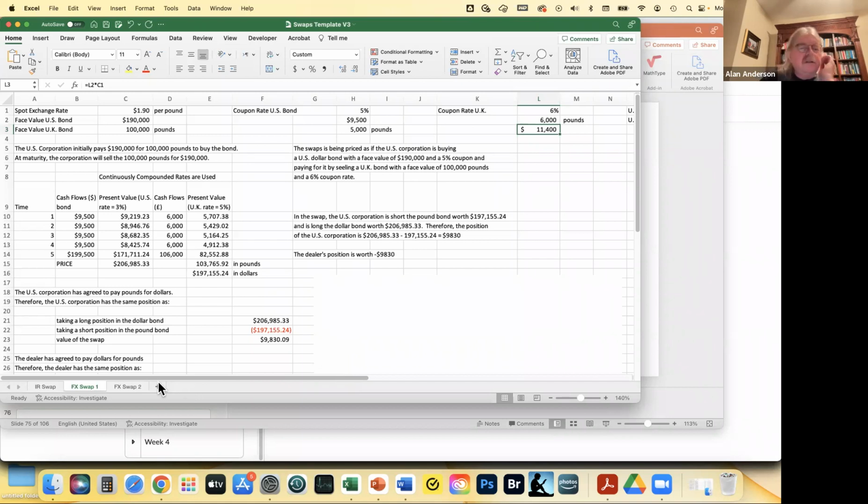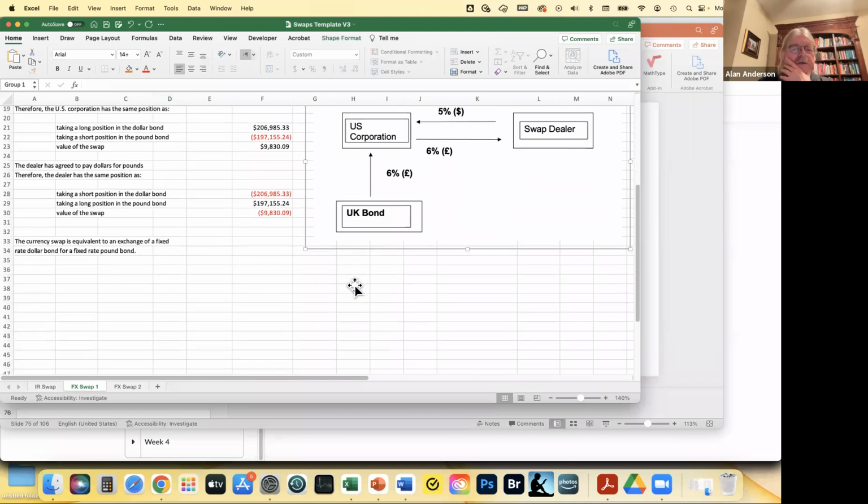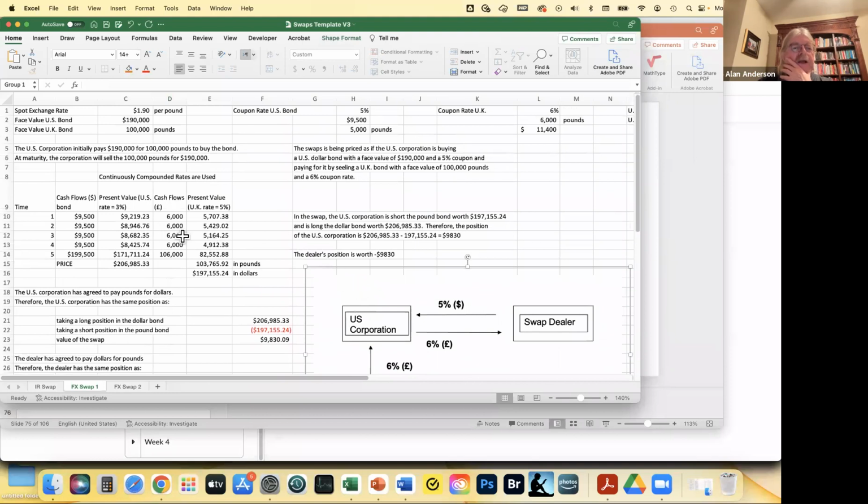Now, if you look at this chart, here's the US bond. These are the cash flows that are supposed to be received. A coupon of 9,500 each year for 5 years, plus repayment of the original principal of $190,000. In Britain, this bond pays a 6,000 pound coupon every year. And at the end, there's also the repayment of principal of 100,000 pounds. Oh, by the way, this is the diagram in case you forgot. The present value is calculated based on the US rate of 3% here and the UK rate of 5% here.